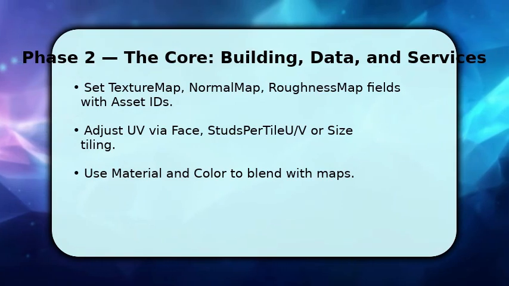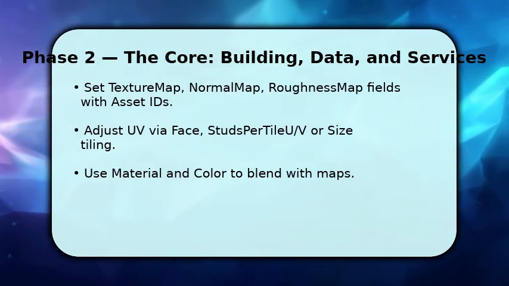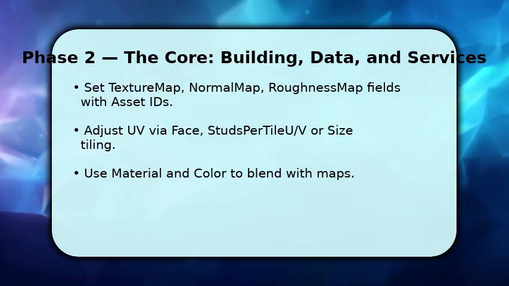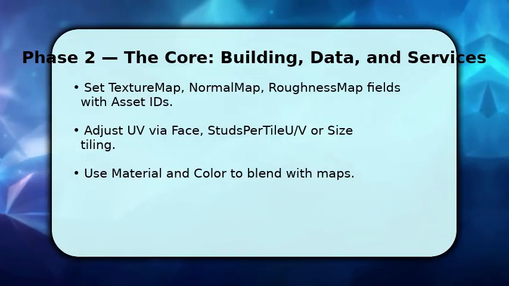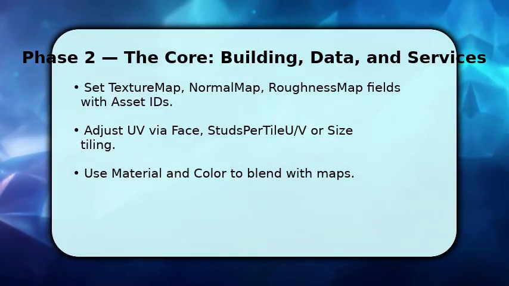Next, you configure the maps. Put your texture map, normal map, and roughness map asset ID into the surface appearance fields. You do this to control color, bumps, and reflectivity, which is why maps matter.